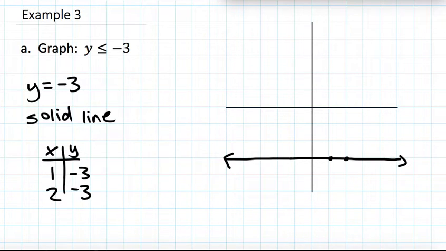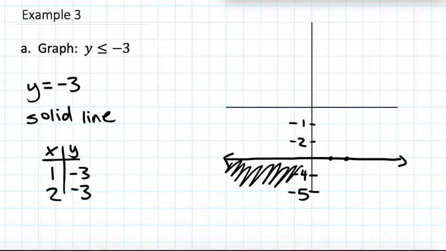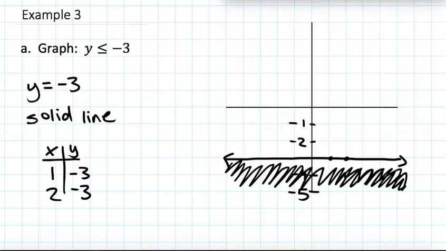Now, you can do test points for these as well. I could plug in 0 for y and see if it's true or false. But the other way to think about it is to just think about, okay, y is less than -3. So if I think about what my y coordinates here are, we have -1, -2, -3, -4, -5. Y coordinates that are less than -3 are going to be below. So a less than symbol means that you would shade below the line. If it were greater than, that would mean I would shade above the line because numbers there are going to be greater. So that's part A.